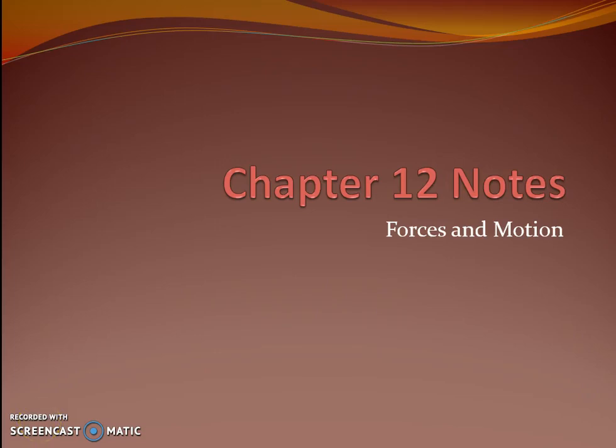This is the Chapter 12 notes, and this is all about forces and also about motion, because quite often when you apply any kind of force, if it's enough, you'll have some motion going on.